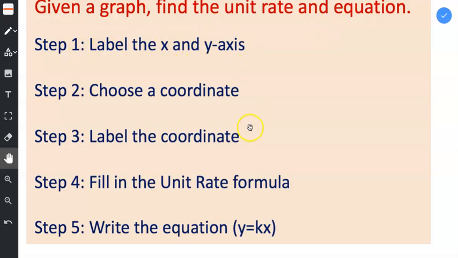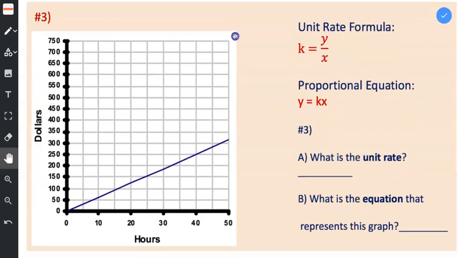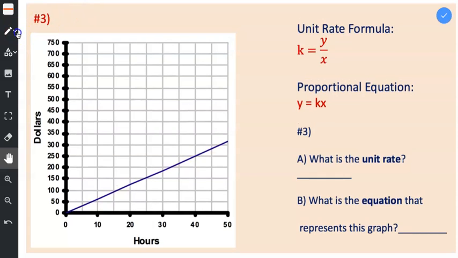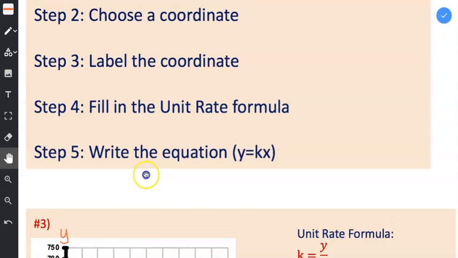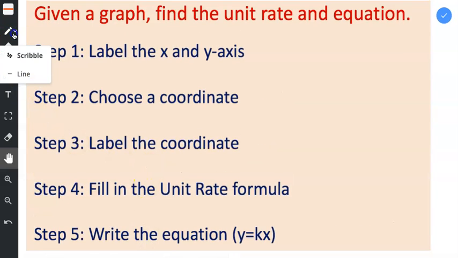Step 1, label the x and y axis. So I'll come down here, and I'll grab my scribble tool. And the first thing I'm going to do is label the x and the y axis. Then I can go back up, so pan back up to the top. And since I'm treating it like a checklist, I'll go ahead and check off step 1. Step 2, choose a coordinate.